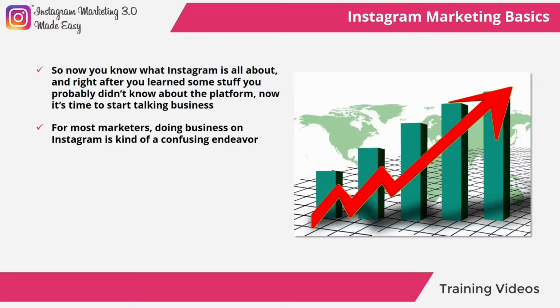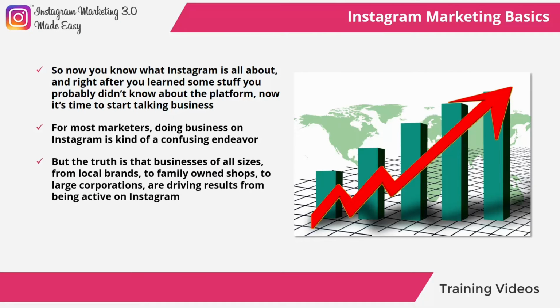For most marketers, doing business on Instagram is kind of a confusing endeavor. You see, doing business on Facebook, for example, is a no-brainer. So everybody knows that platform works. But an app such as Instagram, with very specific functions and a dedicated set of features, can be a bit more difficult to tap into at first. But the truth is that businesses of all sizes, from local brands to family-owned shops to large corporations, are driving results from being active on Instagram. And their secret is in knowing how to implement their business practices into the way the platform works.